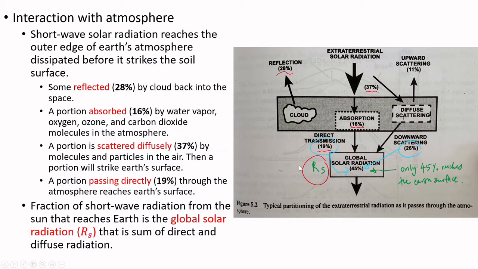A portion passing directly through the atmosphere, 19%, reaches Earth's surface. And the 26% downward scattering will also reach the Earth's surface. So this direct transmission of 19% and downward scattering of 26% from the scattered diffusely portion combine to give 45%, which is known as global solar radiation, named RS. Only 45% reaches the Earth's surface. This diagram 5.2 is the typical partitioning of the extraterrestrial radiation as it passes through the atmosphere.